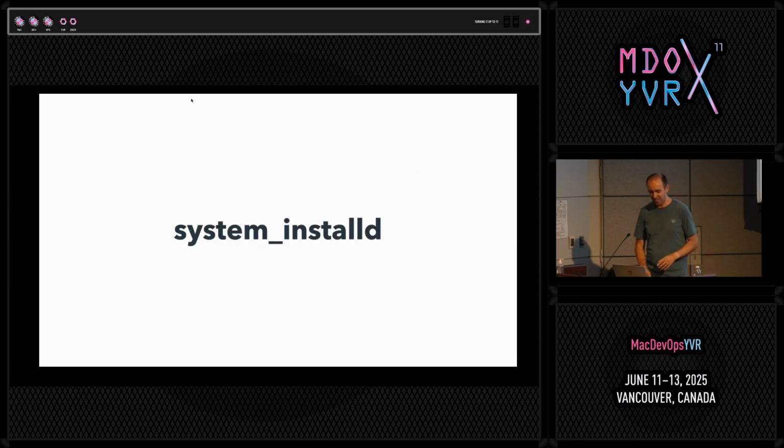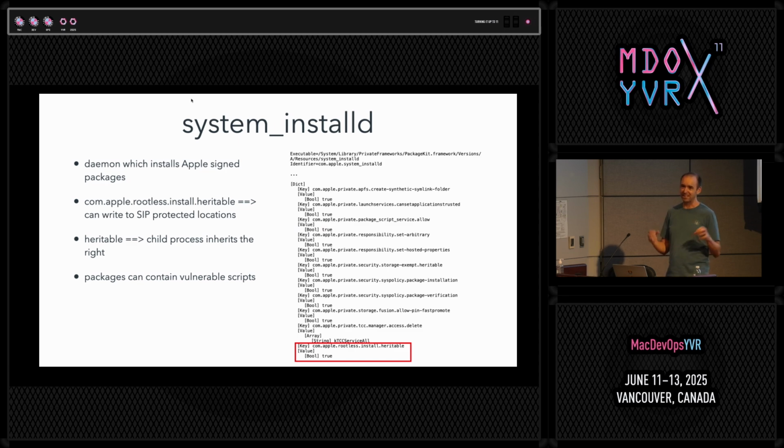So system install D. This is the daemon which is responsible for installing Apple signed packages. Basically all of the packages that Apple will distribute, including the operating system update or even Xcode command line tool installers. Now, it has a bunch of entitlements, but one very interesting one, which is called com.apple.rootless.install.heritable. This gives this daemon an exception to write to some of the SIP protected locations, like Library/Apple or any of the TCC databases or many other places. And the heritable tag means that any process spawned by system install D and down the chain will inherit this specific entitlement.